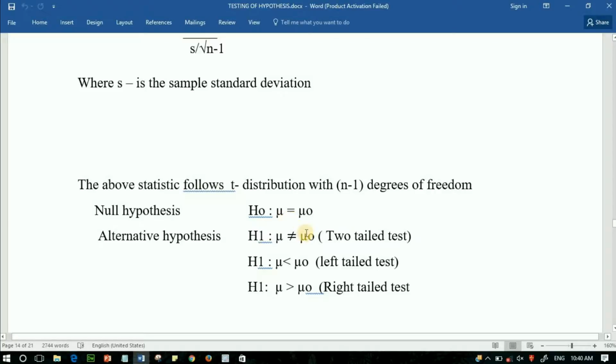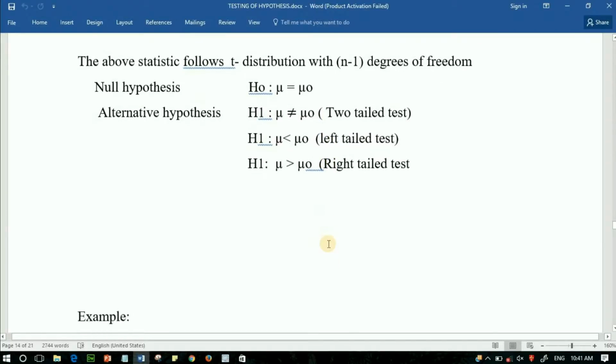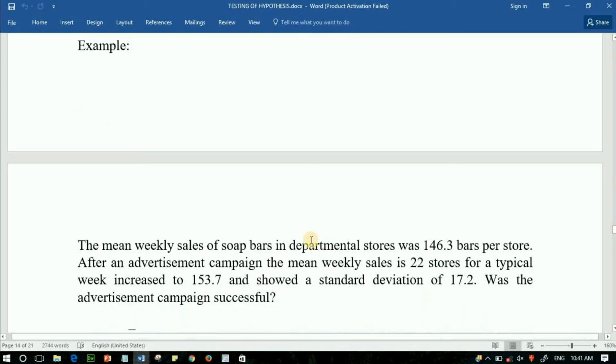The alternative hypothesis mu not equal to mu naught is a two-tailed test, mu less than mu naught is a left-tailed test, and mu greater than mu naught is a right-tailed test. Example: we are discussing a simple problem.